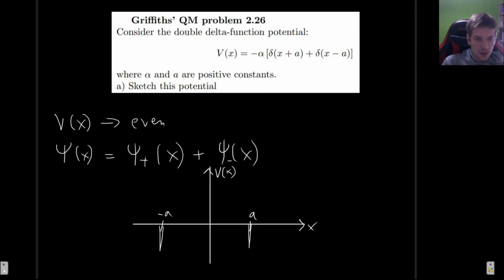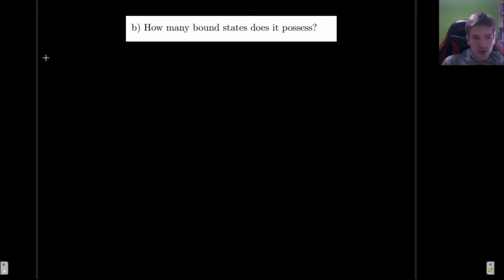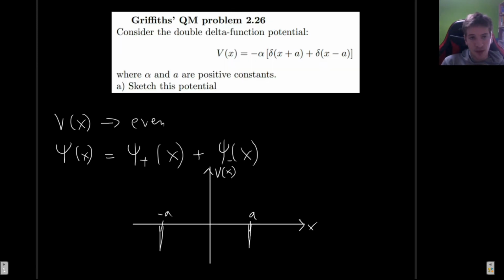So now we want to go to part B, which is to determine how many bound states there are. So remember, first, bound states means energy less than 0. So how many states have energy less than 0? Well, let's go and solve the Schrödinger equation for our wave function everywhere. So let us, just as we did in the previous cases, name all of our regions. It's going to be region 1, region 2, and region 3.